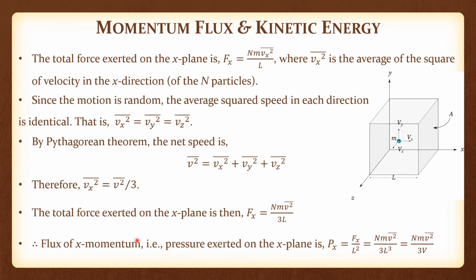So what is the pressure? What is the flux of x momentum? That is force per area. Area is L square, and therefore I get N m v square bar by 3 L cubed. But L cubed is the volume of this cube, that is the volume of the system, and therefore N m v square bar by 3V is the pressure. That is the pressure in the x plane.